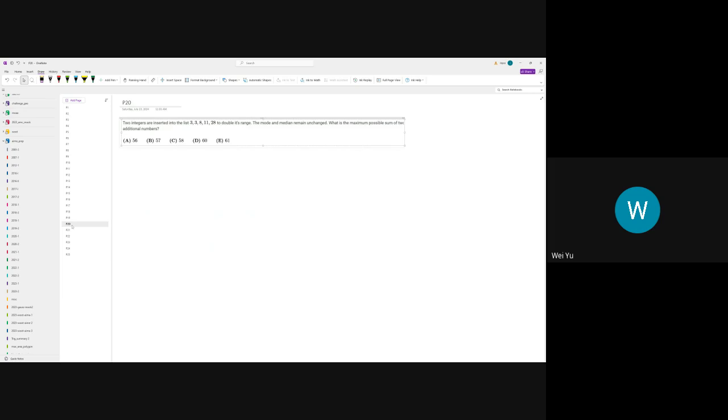20. Two integers are added to the list to double its range. The mode and median remain unchanged. What is the maximum possible sum of the two additional numbers? So the median must equal 8 and the mode must equal 3 and the range must equal 50.